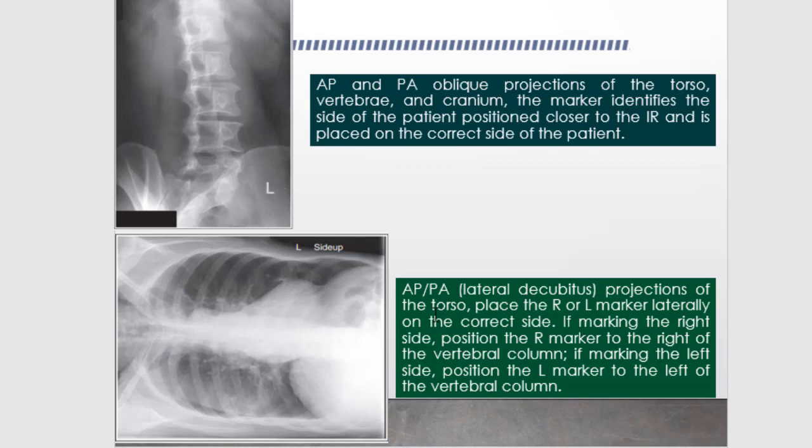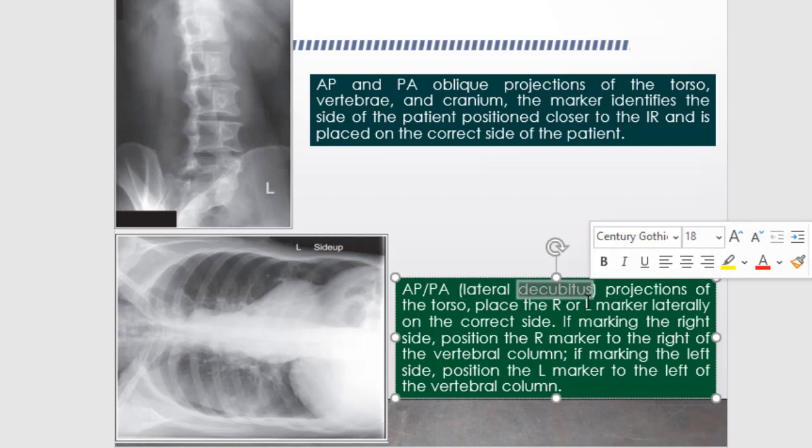Okay. Next one, AP and PA, what is called the lateral decubitus projection. We already discussed this during our IP1. You have to be very careful with this word because decubitus has two different meanings. Here, the central ray should be horizontal and the patient should be in a recumbent position. Lateral decubitus projection of the torso: place the R or L marker, right or left, laterally on the correct side.